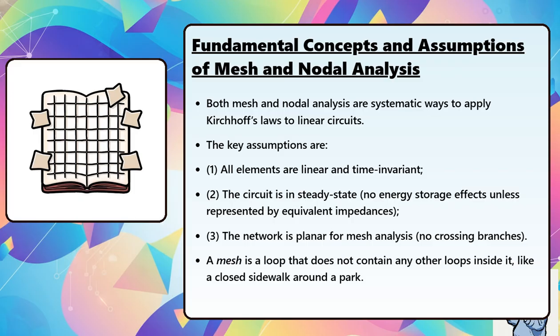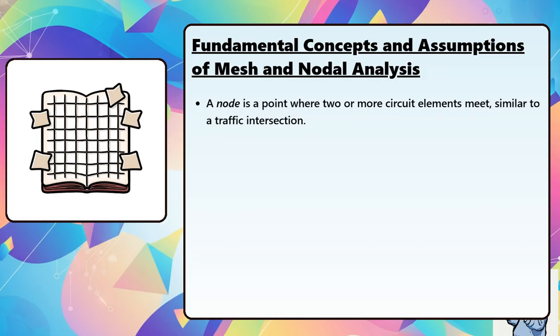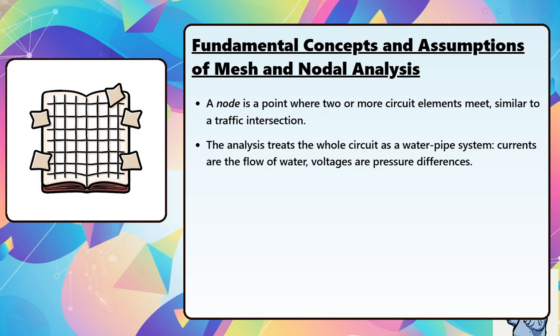A mesh is a loop that does not contain any other loops inside it, like a closed sidewalk around a park. A node is a point where two or more circuit elements meet, similar to a traffic intersection. The analysis treats the whole circuit as a water pipe system. Currents are the flow of water, voltages are pressure differences.